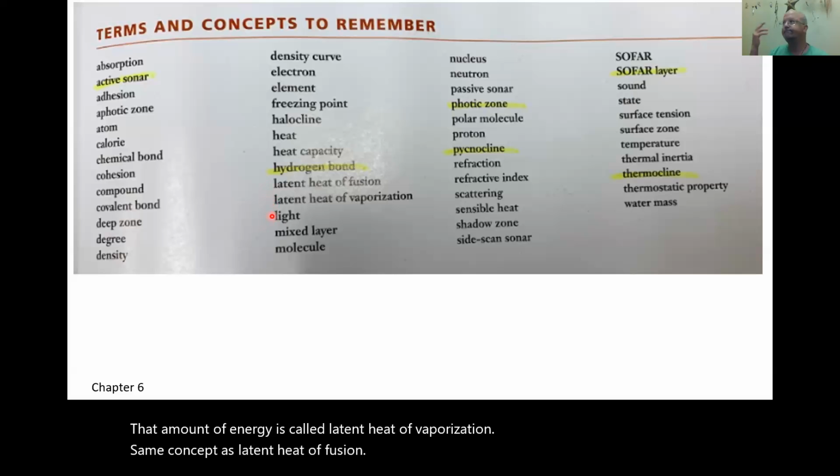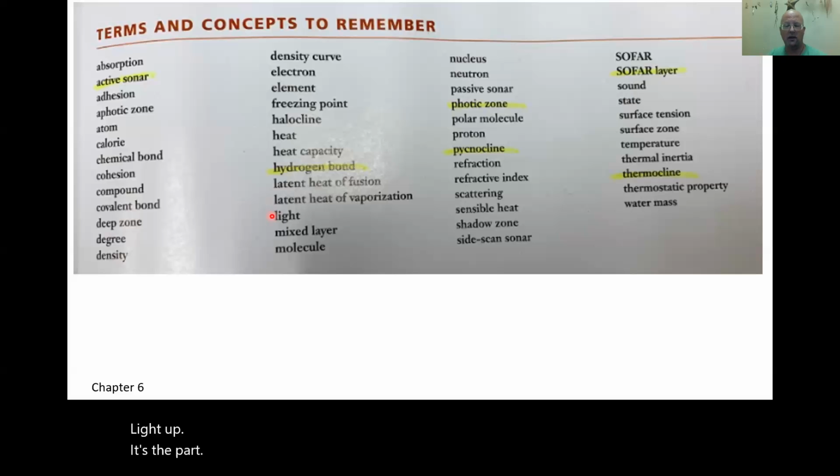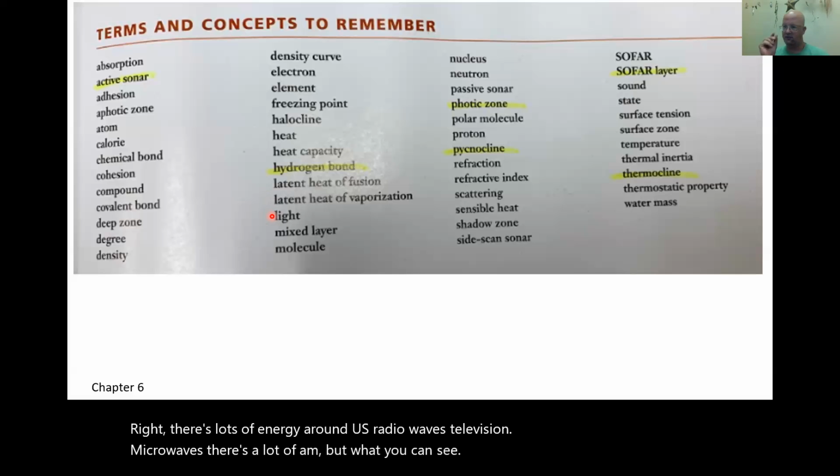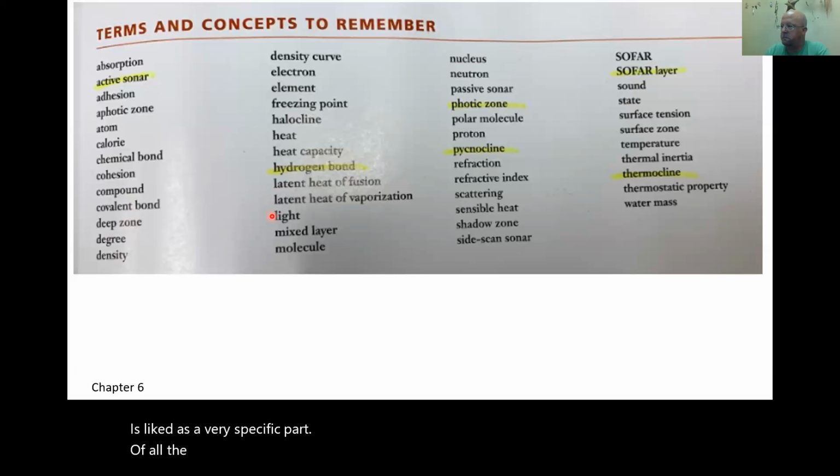Light. It's the part of what's called the electromagnetic spectrum, energy that you can see, right? There's lots of energy around us: radio waves, television, microwaves, there's a lot of them. But what you can see is light. It's a very specific part of all the energy that exists. It's a strange thing to think about, but that's what it is.